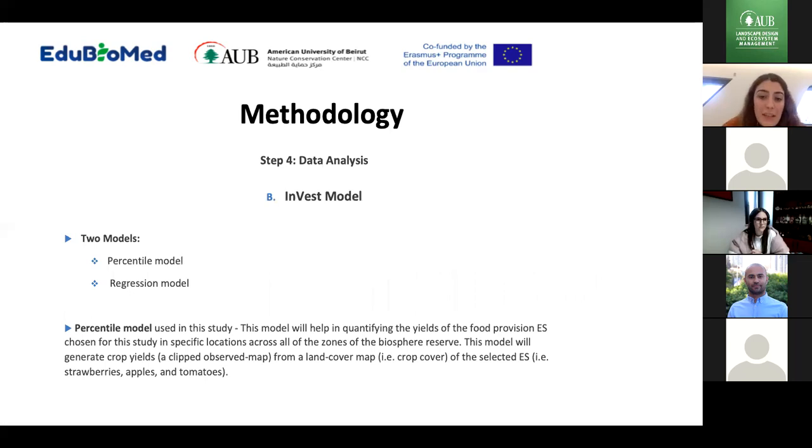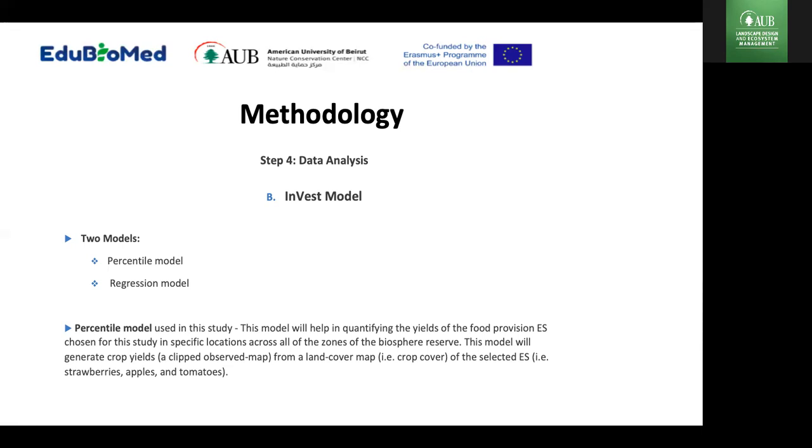And finally, I used the InVEST model tool. This model has two types, the percentile model and the regression model. However, in my study, I used the percentile model, where I was able to quantify the yields of the food provisioning ecosystem services, which I chose in my study. And in order to generate these models, I needed to plug in the land use land cover maps which I generated from ArcGIS.